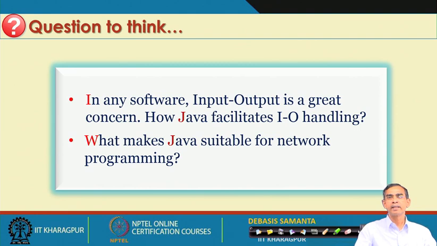So, this is about multi-threading, and after multi-threading the next very important thing is how input and output to a program can be handled, because Java is for internet programming, with input and output from many sources. How Java can manage the different sources of input and output, we will discuss in our next discussion.